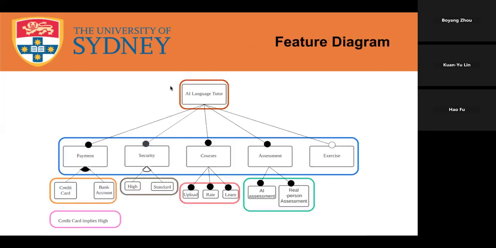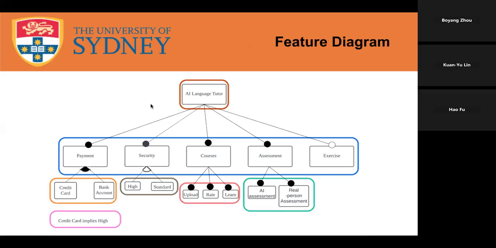Now, I'll introduce the feature diagram. It describes a system architecture based on an AI language tutor platform. The core module, AI language tutor, is connected to several main modules, including payment, security, courses, assessment, and exercise.